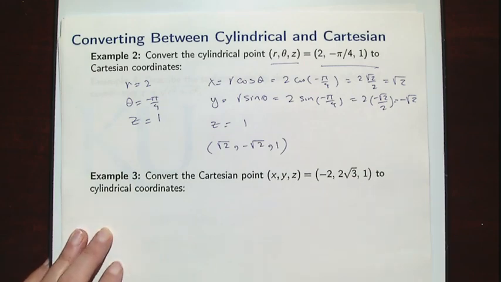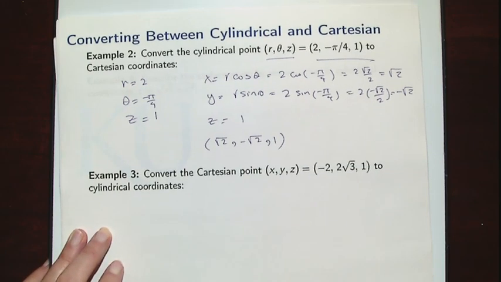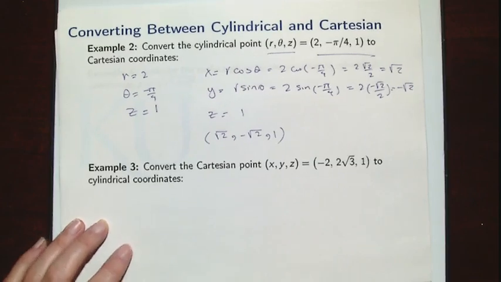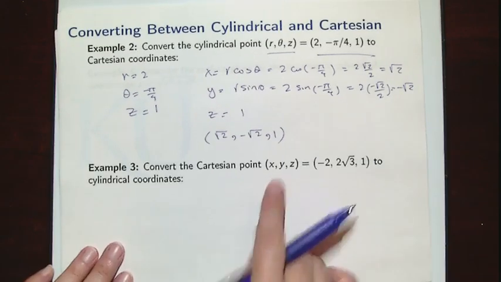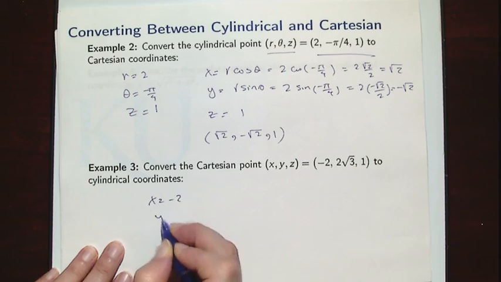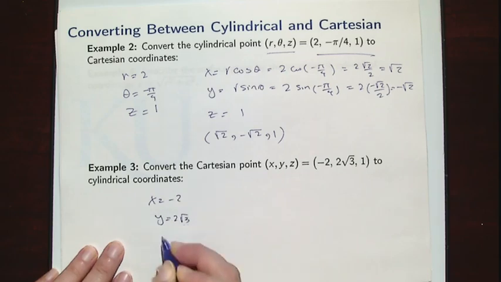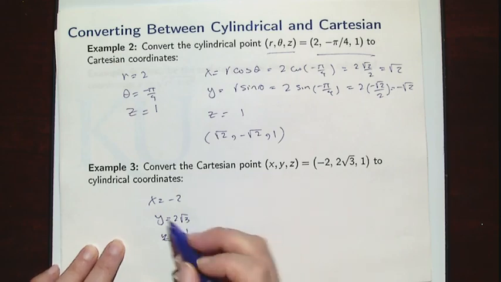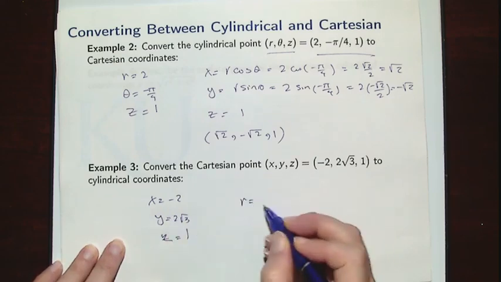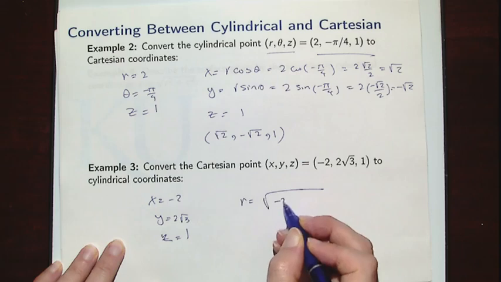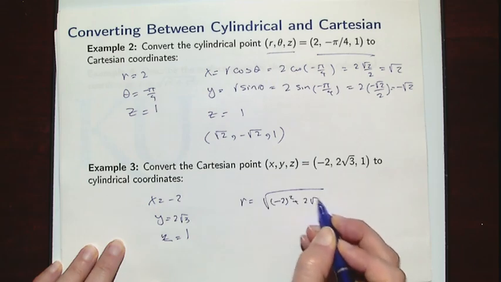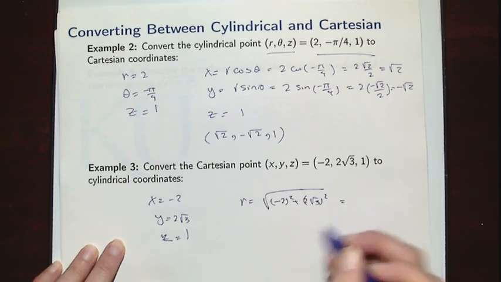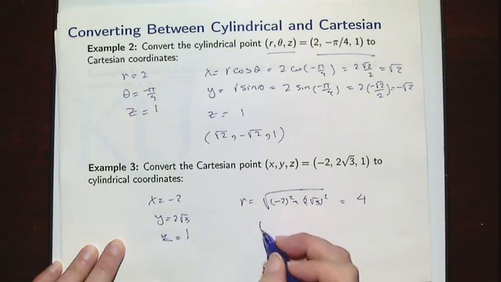Do I have half a minute? Yes? So let's start the other way around. What does this say? x is negative 2, y is equal to 2 square root of 3, z is equal to 1. And then if I want to find r, how do I find r? And how do I find theta?